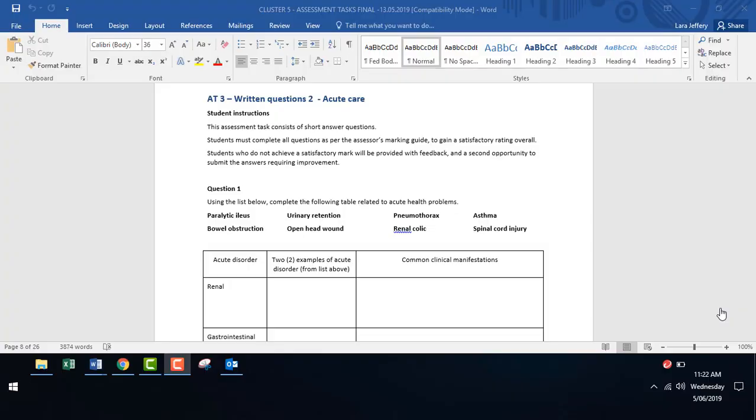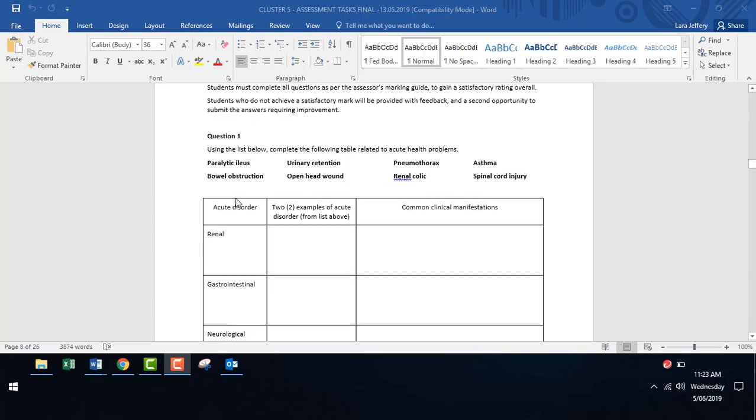Okay, so now we're going to go through AT3 for Cluster 5. This is a series of written questions about acute care. This assessment task consists of short answers. Students must complete all questions as per the assessor's marking guide. Students who don't receive a satisfactory mark will be provided with their feedback and a second opportunity to submit the answers.